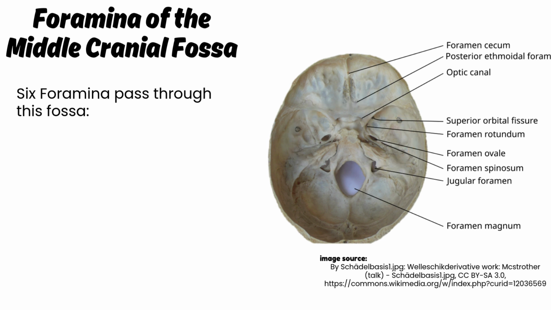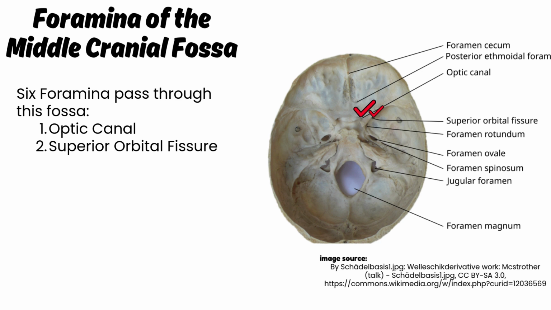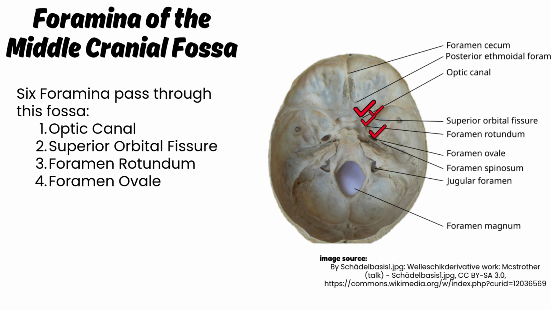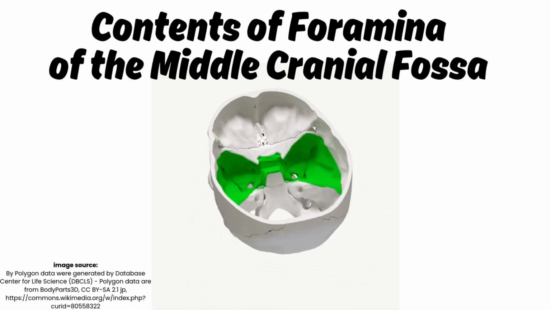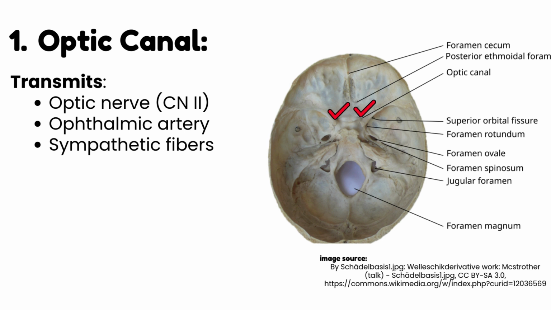What are the foramina of the middle cranial fossa? Six foramina pass through this fossa: optic canal, superior orbital fissure, foramen rotundum, foramen ovale, foramen spinosum, foramen lacerum. The following contents pass through these foramina. Number 1. Optic canal transmits the optic nerve, cranial nerve 2, ophthalmic artery, and sympathetic fibers.